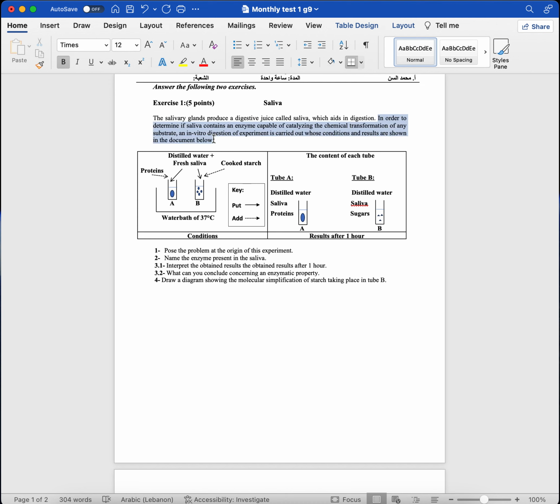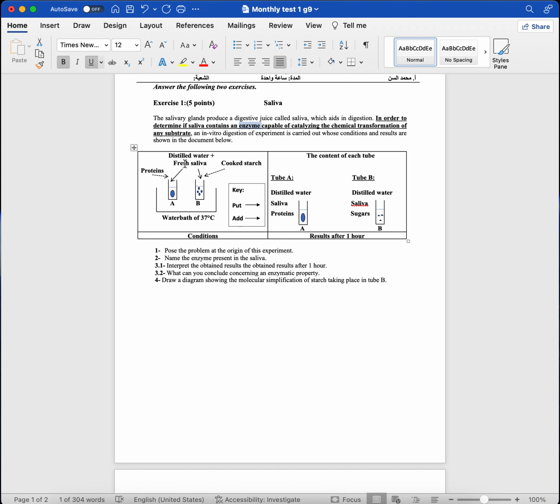So this is the aim of the exercise: to know if saliva contains an enzyme capable, means able, يعني إنه has the ability to catalyze the chemical transformation of any substrate. So here we want to see if the saliva with its substrate, with its enzyme اللي هو الانزيم الموجود which is present in the saliva, is capable to catalyze the chemical transformation or digestion or any molecular simplification of any substrate, or it has a specific substrate.